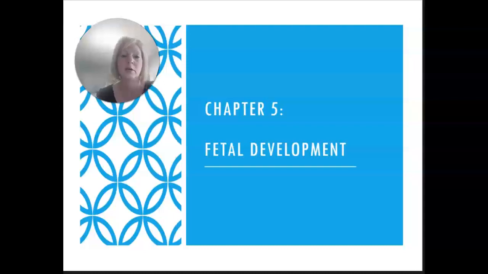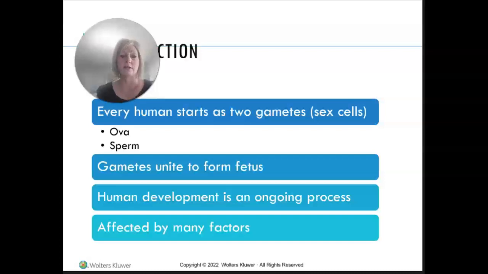Hi everybody, today we're going to talk about chapter 5, which is fetal development, and we're going to discuss what fetal development actually occurs and what's actually happening. So every one of us started out as two gametes, or two sex cells. We had an ova and we had a sperm, and those two had to come together. Those two unite to make that fetus.